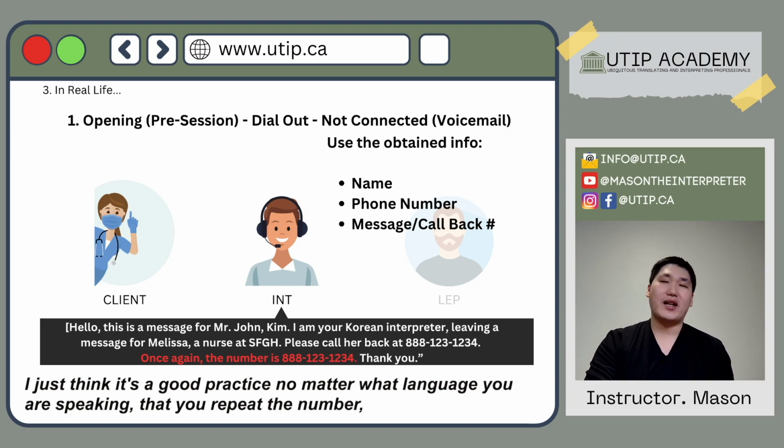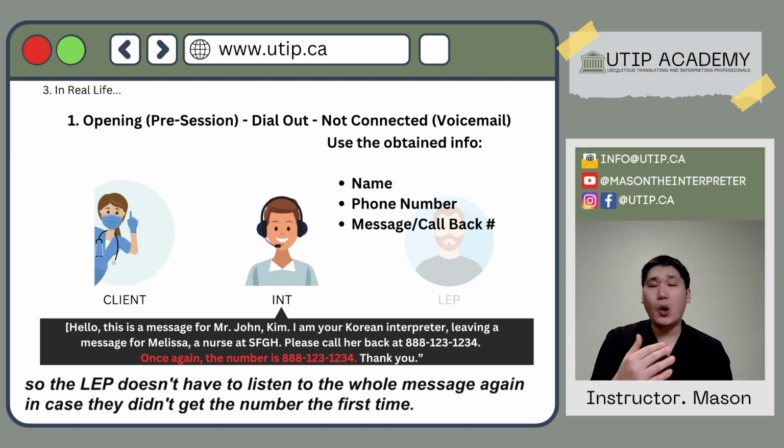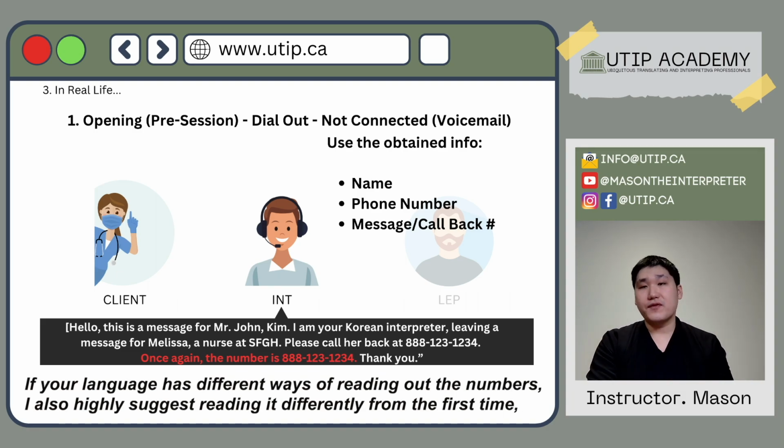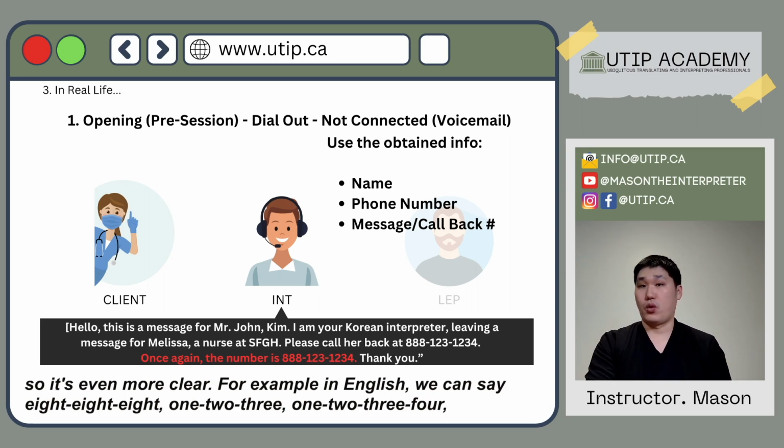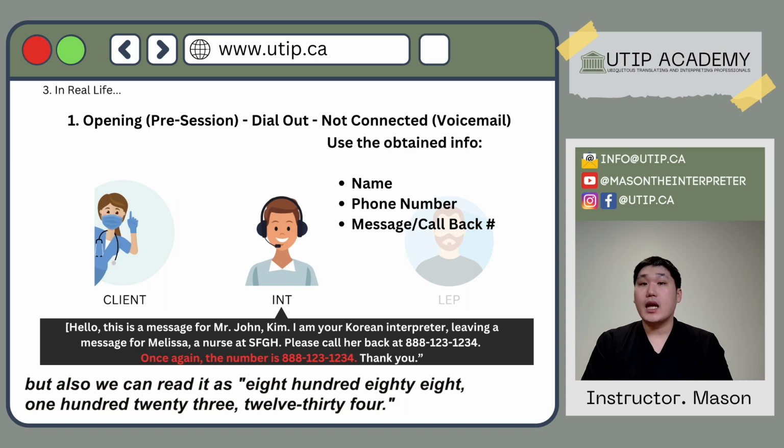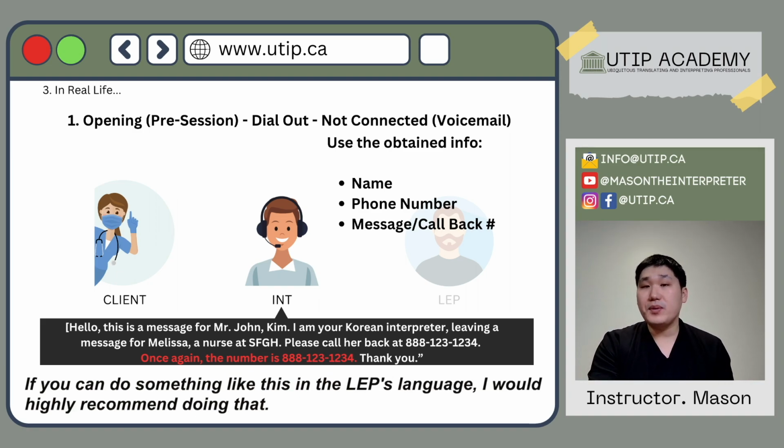One thing you should notice is that I am once again repeating the phone number there. I just think it is a good practice, no matter what language you're speaking, that you repeat the number so the LEP doesn't have to listen to the whole message again in case they didn't get the number the first time. If your language has different ways of reading out the numbers, I also highly suggest reading it differently from the first time so it's even more clear. For example, in English, we can say 888-123-1234, but also, we can read it as 888, 123, 1234. If you can do something like this in the LEP's language, I would highly recommend doing that.